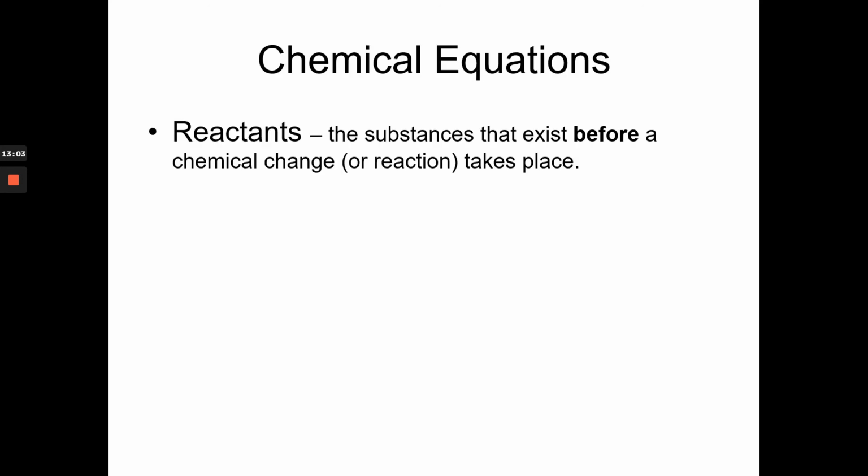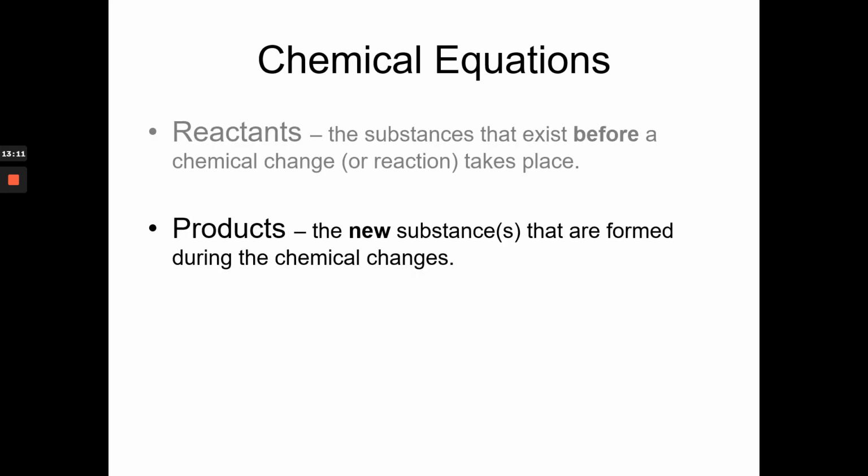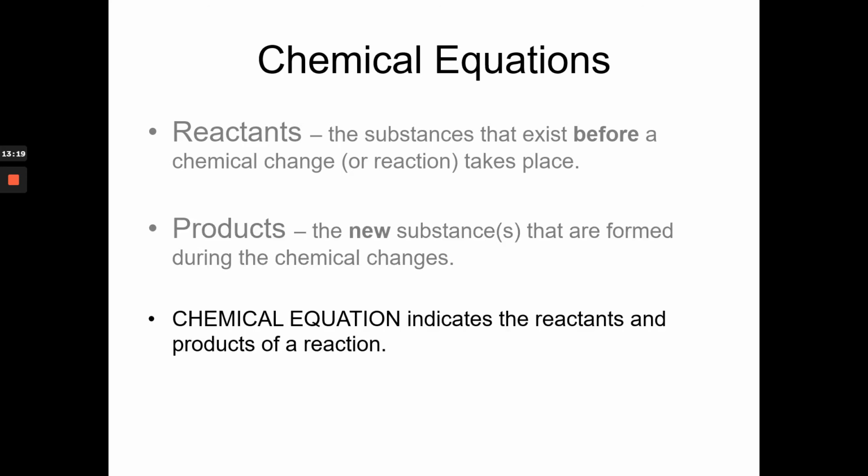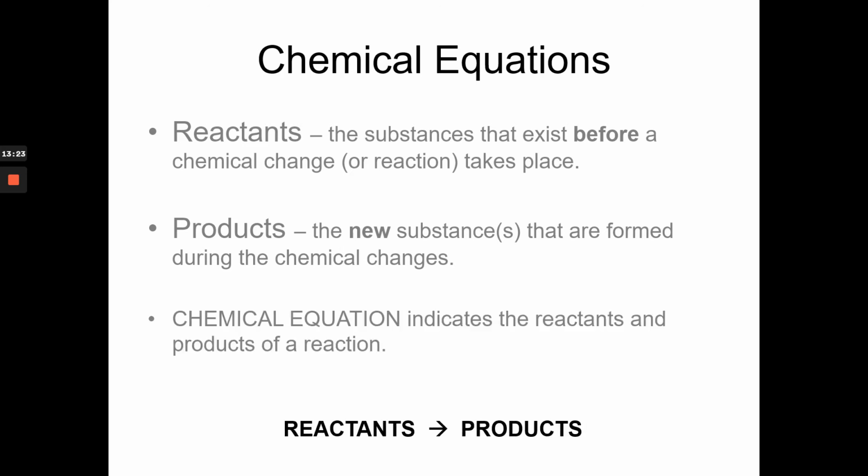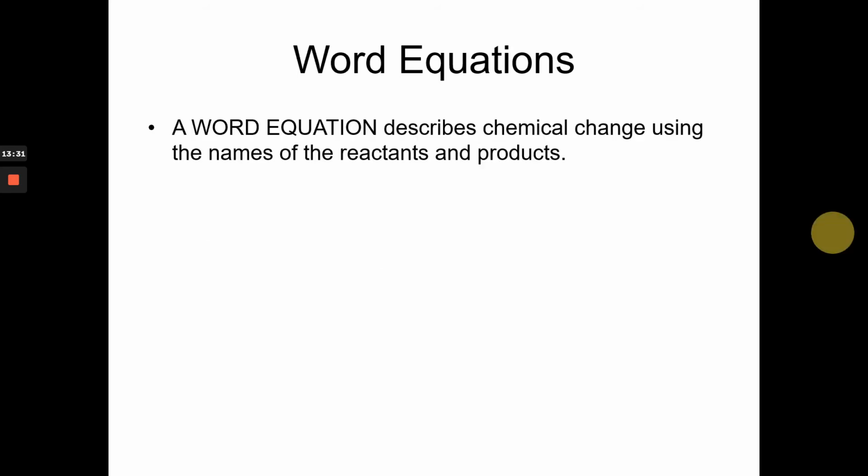Now, we've used this term, but I just want to remind you, reactants are what you start with. They're what exist before the chemical reaction takes place. The products are whatever it forms into during the chemical change, the new substances. So the chemical equation is going to indicate both reactants and products. So reactants turn into products. That arrow indicates a chemical change or chemical reaction has occurred.